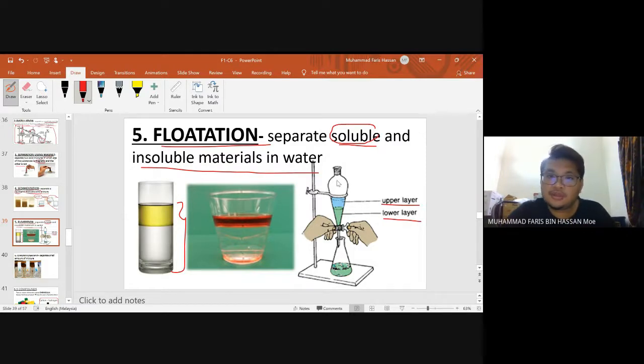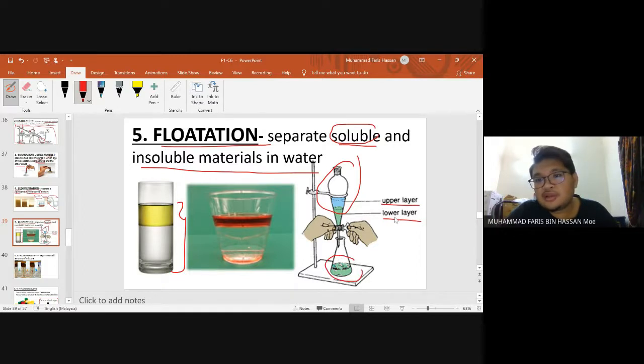So we put the mixture inside the separating funnel. It will form two layers. The upper layer should be the oil layer, and the bottom layer, the lower layer, will be water. By using this tap, which can be turned on and off, you open the tap and let the lower layer, which is water, flow into the conical flask.